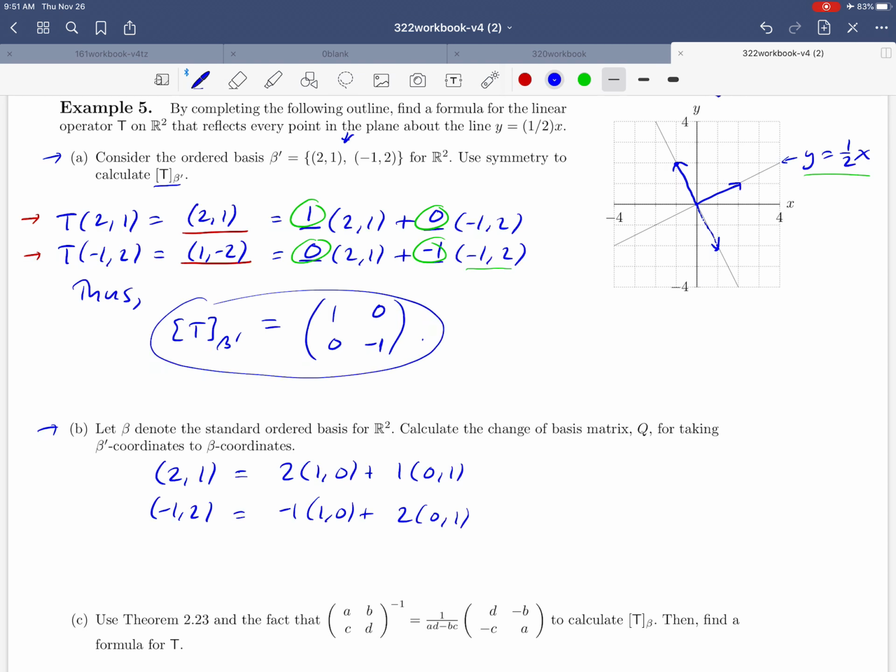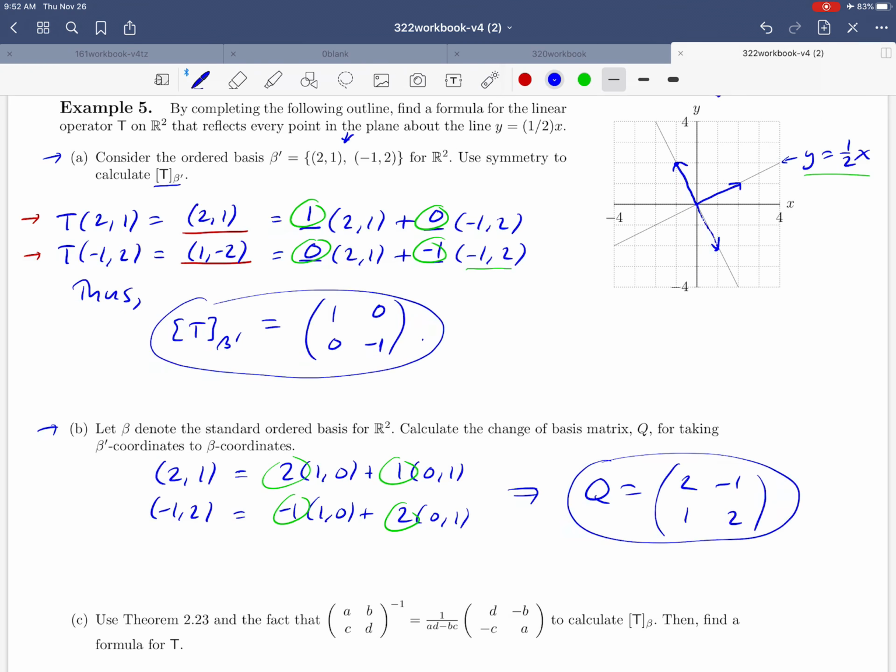2 times 0, 1. Okay, and that implies that our change of coordinate matrix is just going to have 2 and 1 in the first column. Okay, and then -1 and 2 in the second column. Okay, and there's our answer to B.